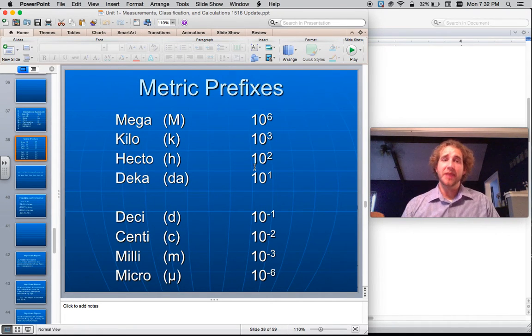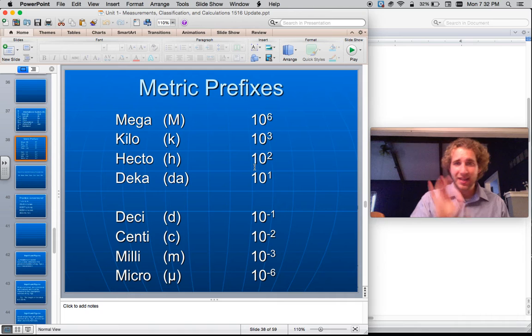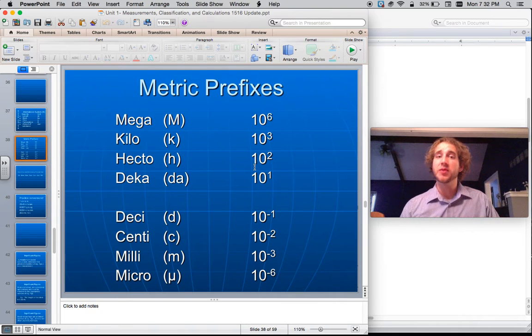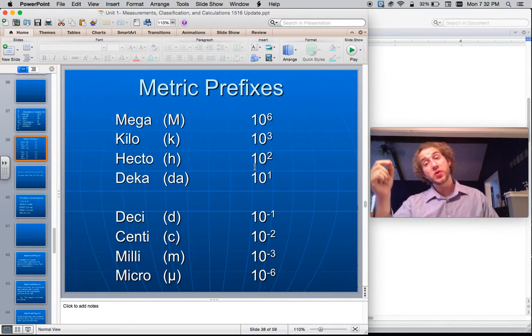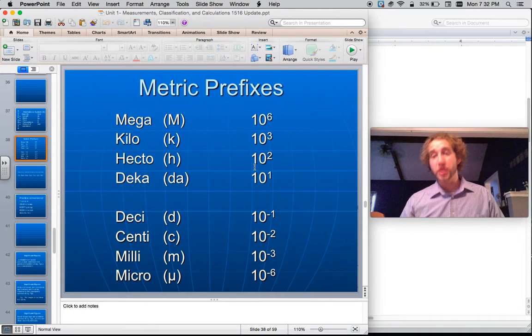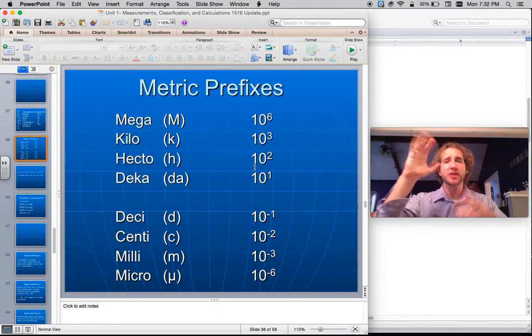Now, going on the small side, we got deci, a decimeter, a little dm. 1 decimeter is equal to 10 to the negative first, which is a tenth of a meter. Centi is 10 to the negative 2 meters, which would be a hundredth of a meter. Milli would be a thousandth. That's kind of hard to say. A thousandth of a meter. Now, mega and micro, it's good to know they're out there.